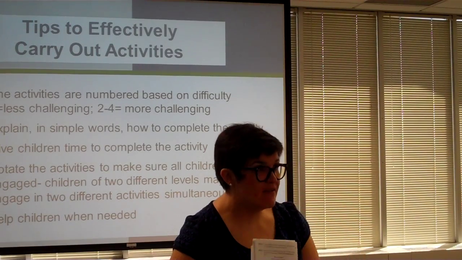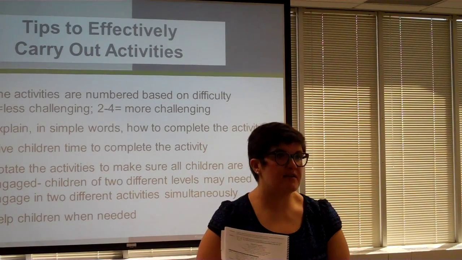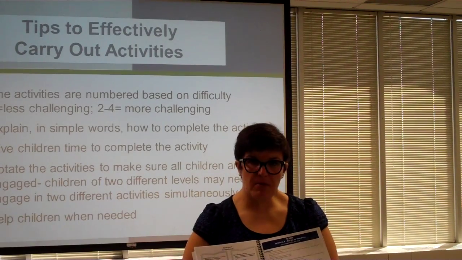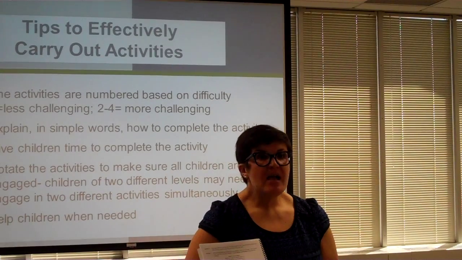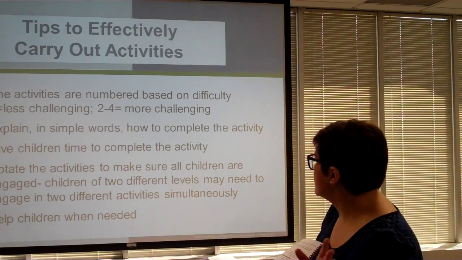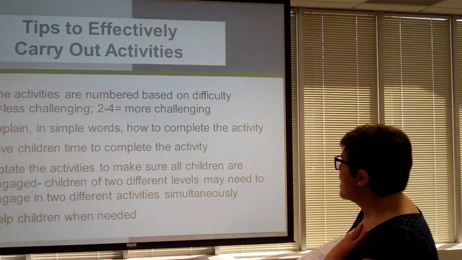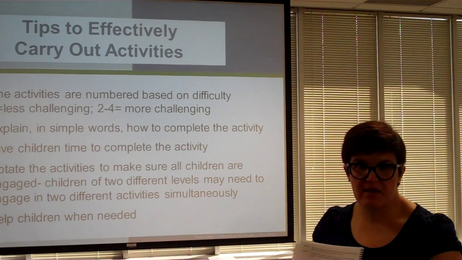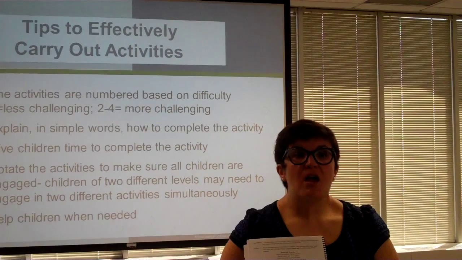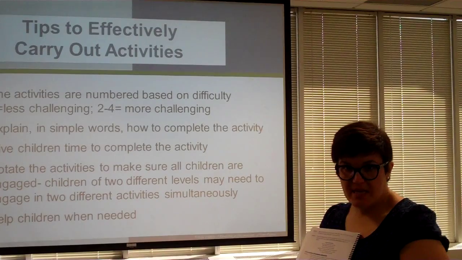Now, with picking the activities, as you get to know your students, you'll get a sense of where their background knowledge is, what early literacy skills they already have, what they need to work on. So, the activities are numbered. You'll see activity 1, 2, and 3. Typically, 1 is the least difficult, 4 is the most challenging. So keep that in mind when you're thinking ahead to working with your students. You want to always explain in simple words how to complete the activity. If you tell them what to do and you get a blank face, you need to explain it again in a different way. You also want to make sure you're giving them time to complete the activity.